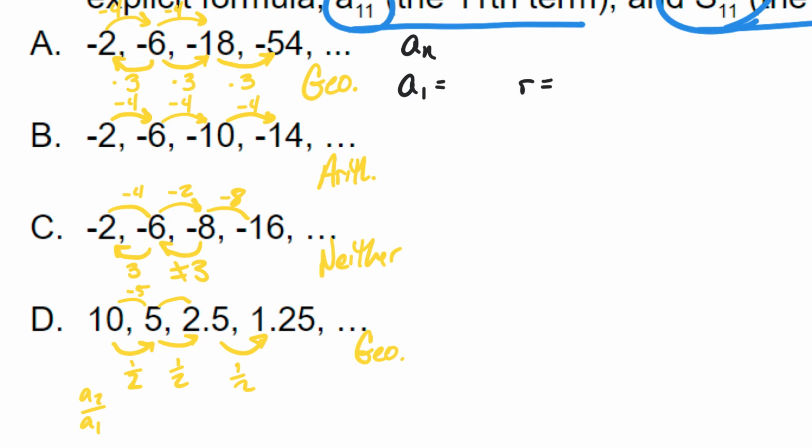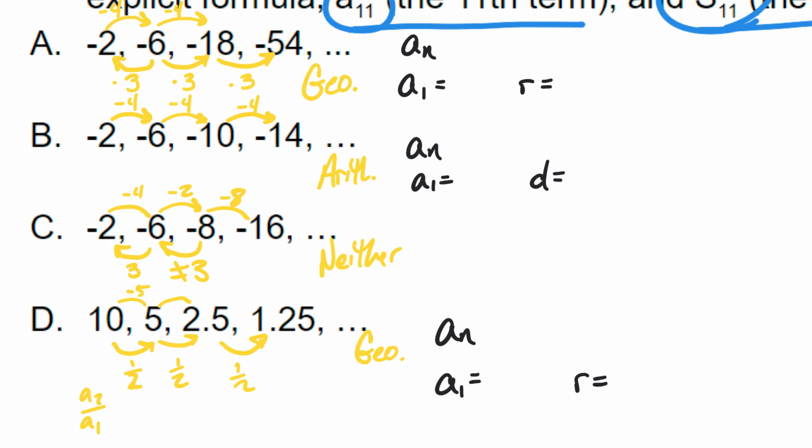On letter B, we need an a sub 1, the starting point, and we need a common difference. Letter C is finished. And letter D, in order to write the equation, we need the first term and we need the common ratio. Now, we've already got all of these things.